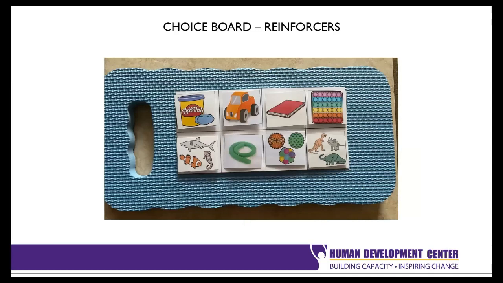So some quick examples of reinforcers, again, thinking about student choice and choice making. This is a choice board for reinforcers. So these are all preferred items for a student. The student picks an item before they start their work, and they know that they're working for that particular item once they complete a task or an activity.